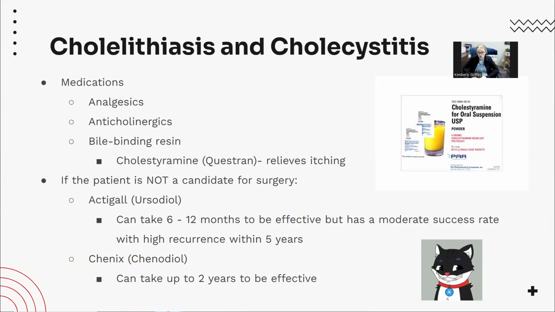And then there is Chenix or Chenodiol, and this can take up to 2 years to be effective. These help promote bile and bilirubin secretion and block bacterial growth. It can cause uterine contraction and should not be used in women who are pregnant or lactating.